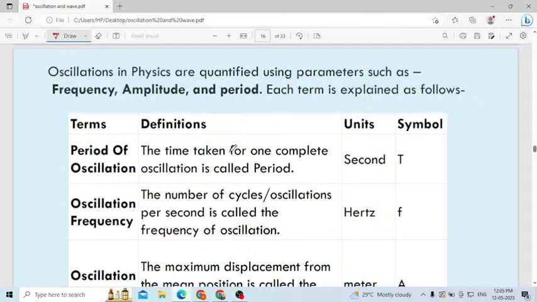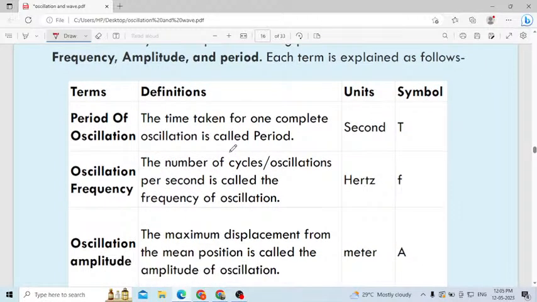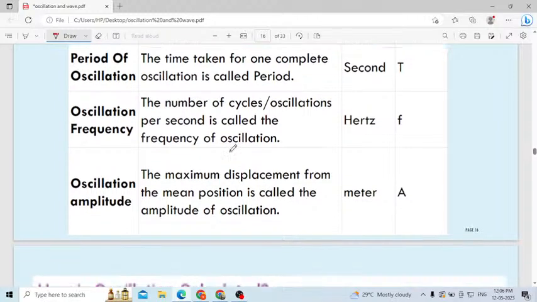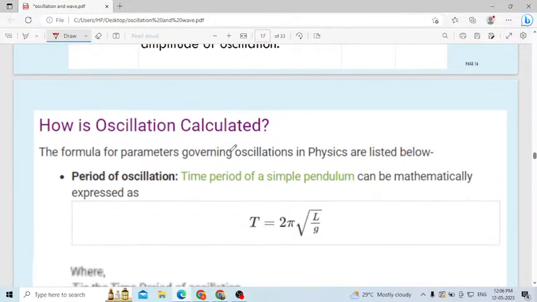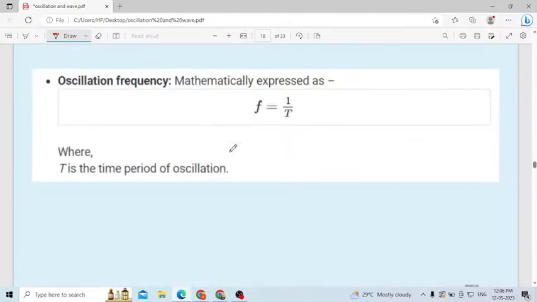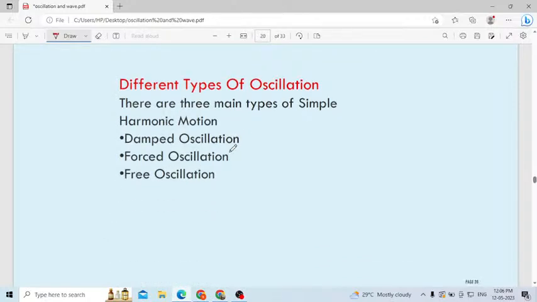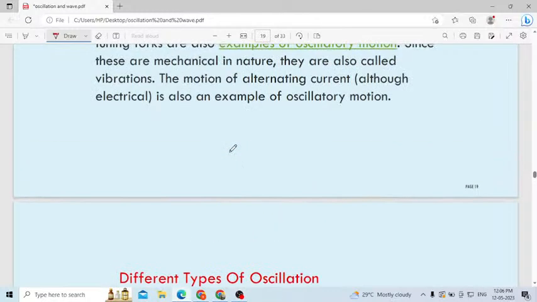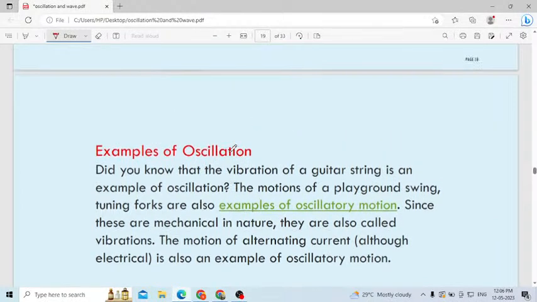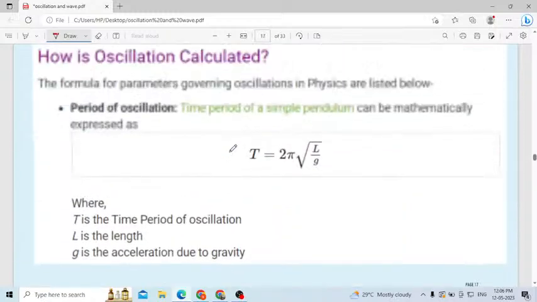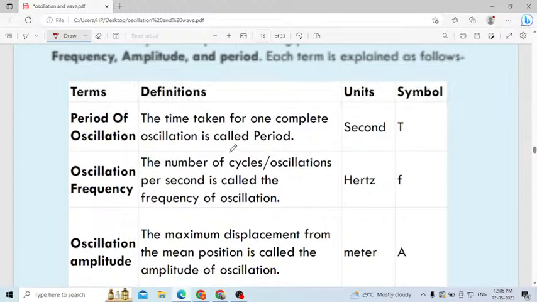Oscillations in physics are quantified using parameters such as frequency, amplitude, and period. What is meant by frequency, time period, amplitude? Otherwise, I will consider this as one more class, because it will become lengthy. I will do types of oscillation in the next class. Up to here, I will explain. Okay.